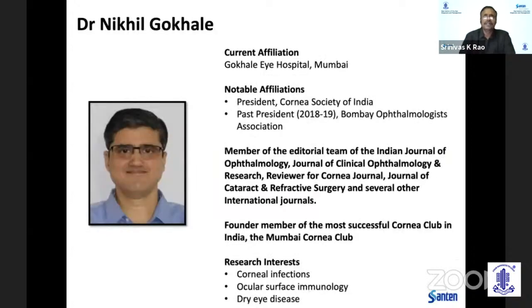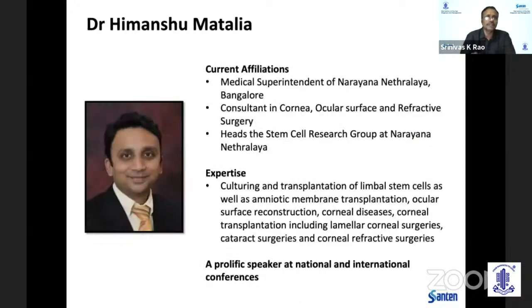Dr. Nikhil Gokhale is from Bombay, and I'm sure all of you know he has a keen and insightful mind. He basically asks questions that are very difficult to answer. He is the current president of the Cornea Society of India and was a past president of the Bombay Ophthalmologists Association. He is extensively involved in the activities of the Cornea Society. He puts together the newsletter that we receive and has also published extensively. His research interests are in corneal infections, ocular surface immunology and dry eye disease. He will be speaking today on allergic problems of the ocular surface.